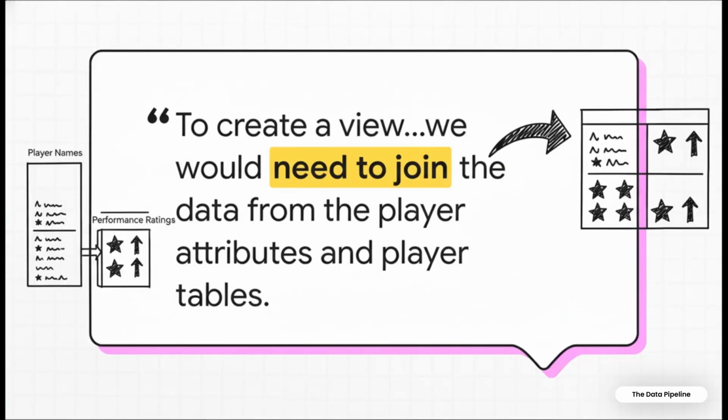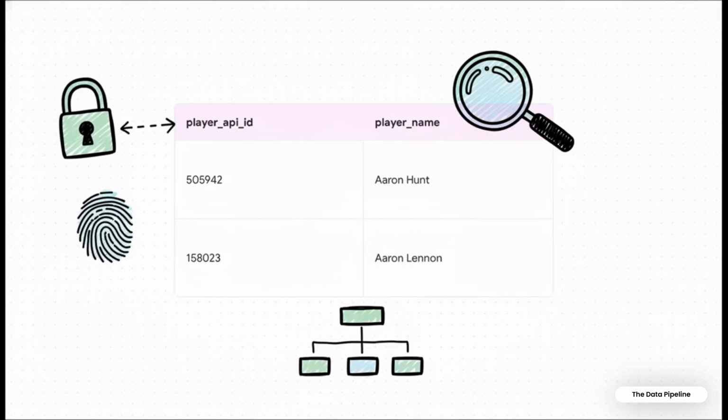This quote from our source material just nails the classic problem perfectly. We want to see a player's name and their performance ratings side by side. But what do you do when the names are in one table and the ratings are in a completely different one? So, check this out. Here's our first piece of the puzzle, the player table. It's got the player's name, but pay close attention to that player API ID column.